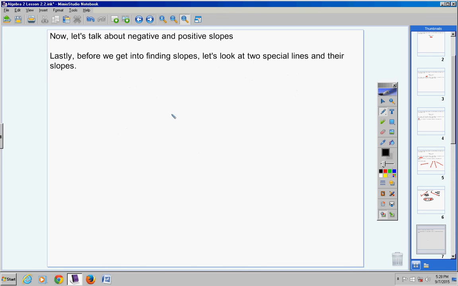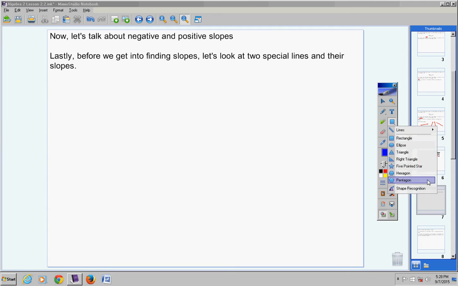Now, before we get into finding slopes, I'm going to show you two ways to do that. Let's talk about two special lines and their slopes, okay? In your notes, I want you to draw a perfectly, if I can get my pen to work here, hold on one second. I want you to draw a perfectly vertical line.